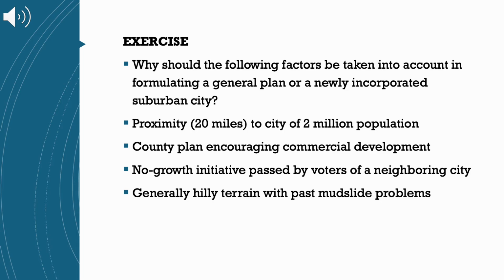Exercise. Why should the following factors be taken into account in formulating a general plan for a newly incorporated suburban city? Proximity, 20 miles to a city of 2 million population. County plan encouraging commercial development. No growth initiative passed by voters of a neighboring city. Generally hilly terrain with past mudslide problems.